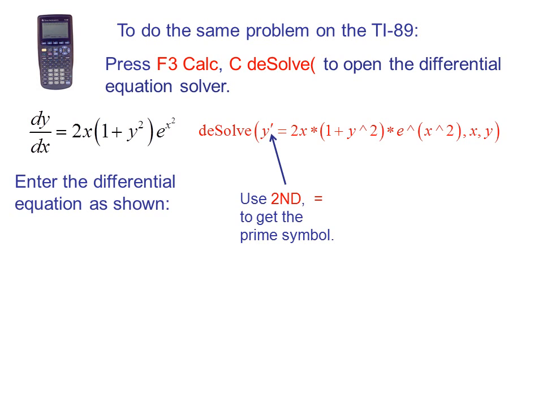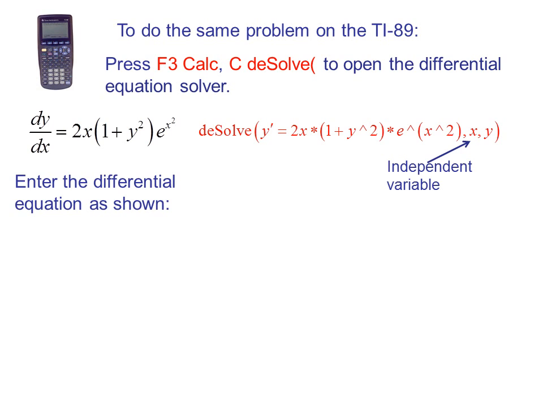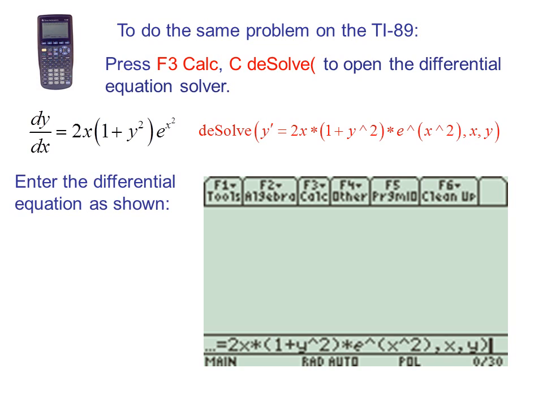We use second equal to get the prime symbol. Use the multiplication symbol here. Implied multiplication after a variable does not work. X is the independent variable, and y is the dependent variable. Now press enter to get our answer.